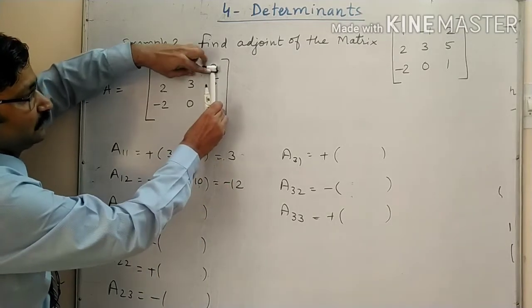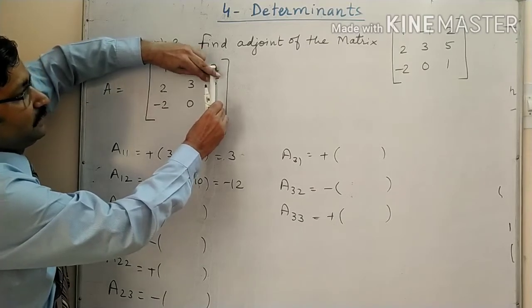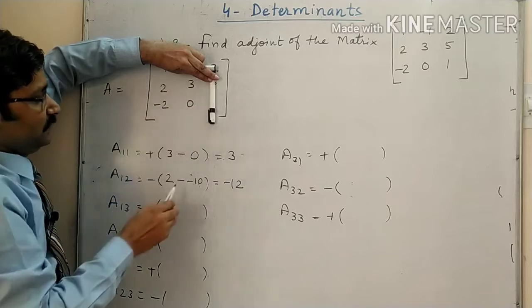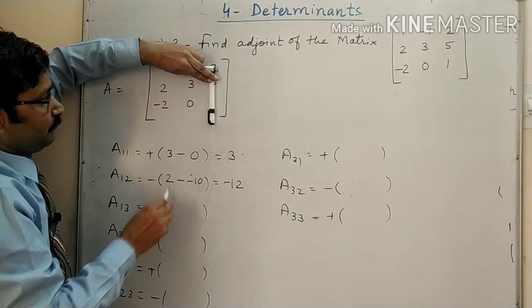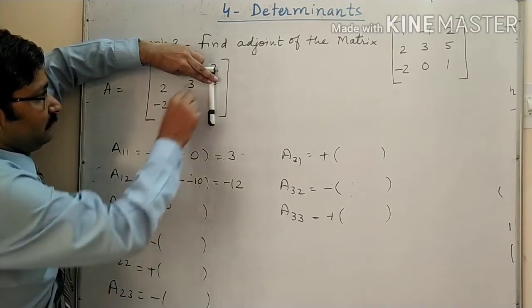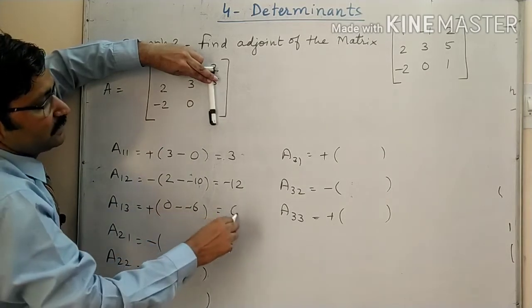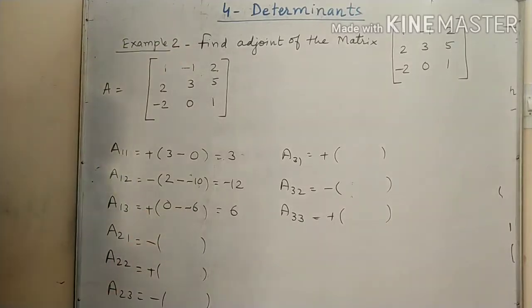Now you will not take the third column. What are the remaining elements? First row is 2, 3, and minus 2 and 0. So you do 2 into 0 is 0, then minus 3 into minus 2 is minus minus 6. This calculation will be 6. Look here, for the first row it is complete.